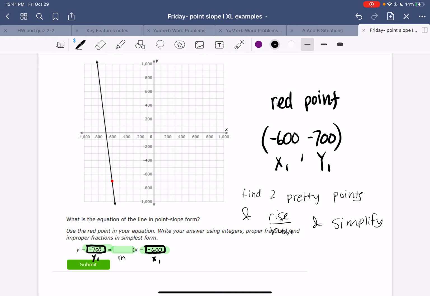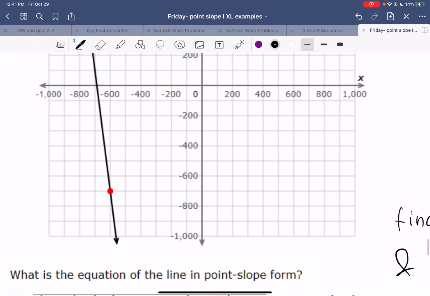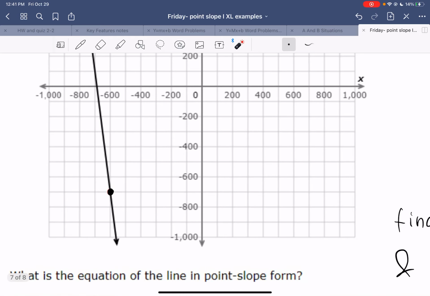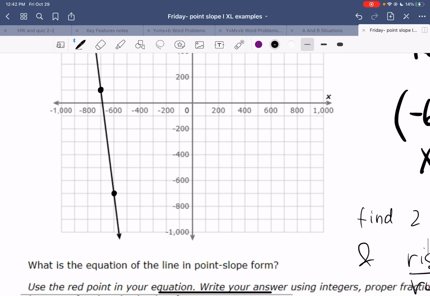So with this one here, we have one pretty point, the red one, and then I'm going to try and find my next pretty point. If I go along my line, I'm looking for my next pretty point, and I see it right here. So this is my next pretty point on my line. So what I'm going to do is now find my rise over run.